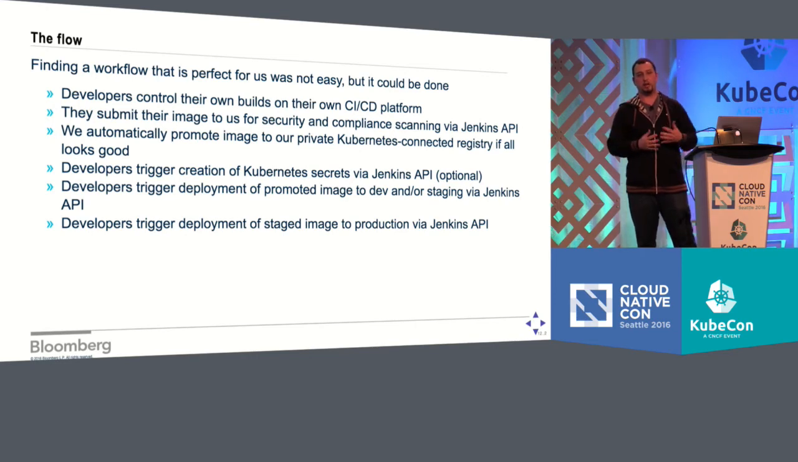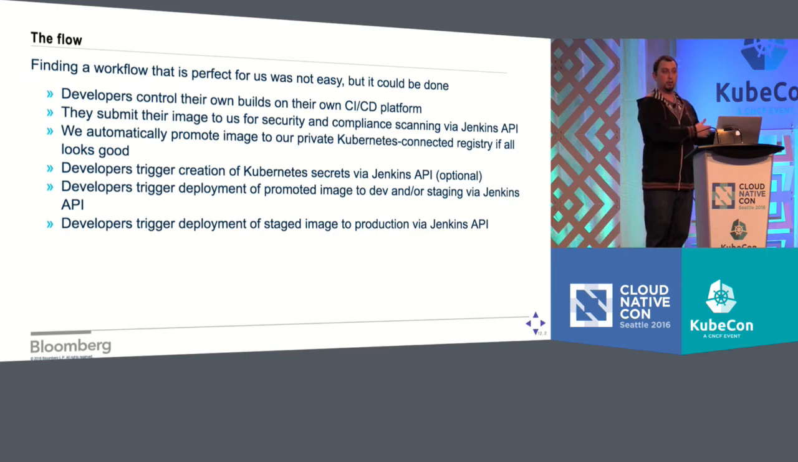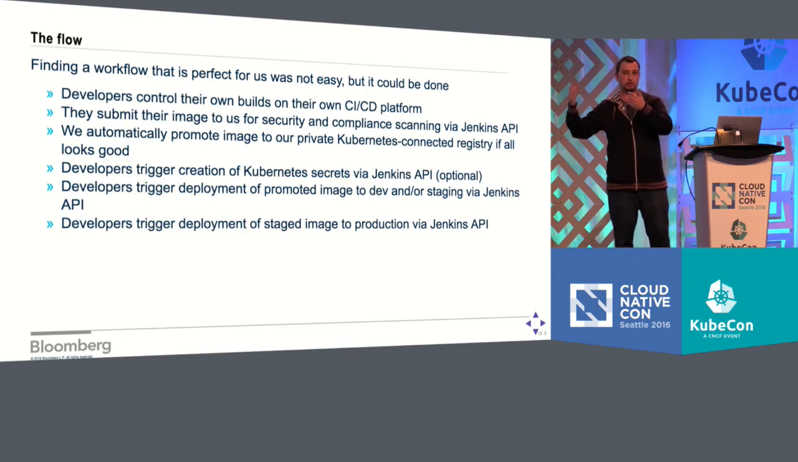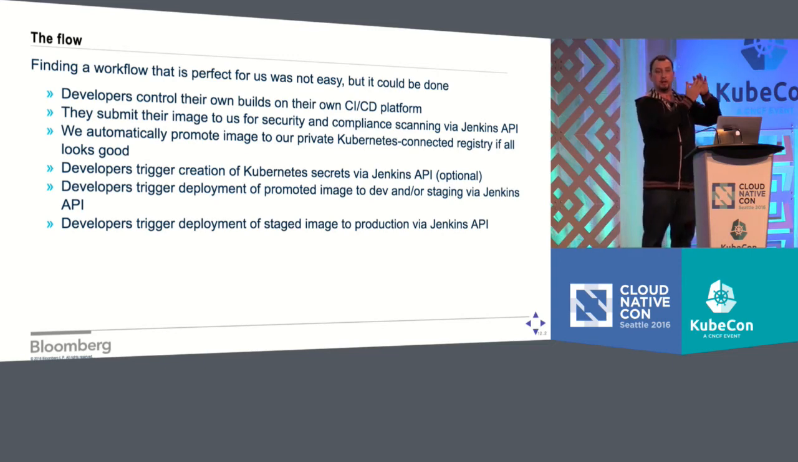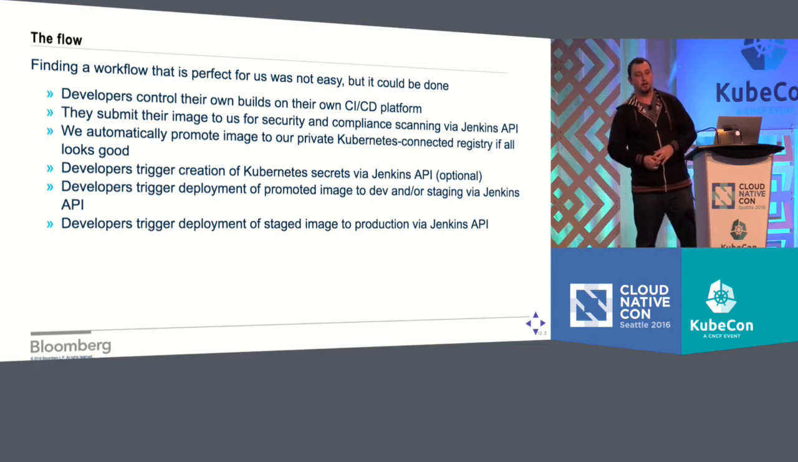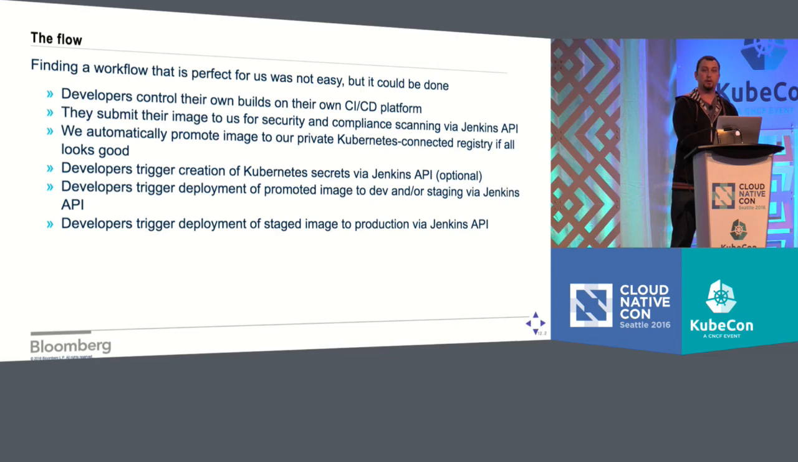So the flow: the developers control their builds. We created Jenkins jobs essentially and allowed them to access those Jenkins jobs using the remote job API. So they don't necessarily need Jenkins to do something. They can pass a JSON blob to the Jenkins API that we control that just dictates their deployment parameters.